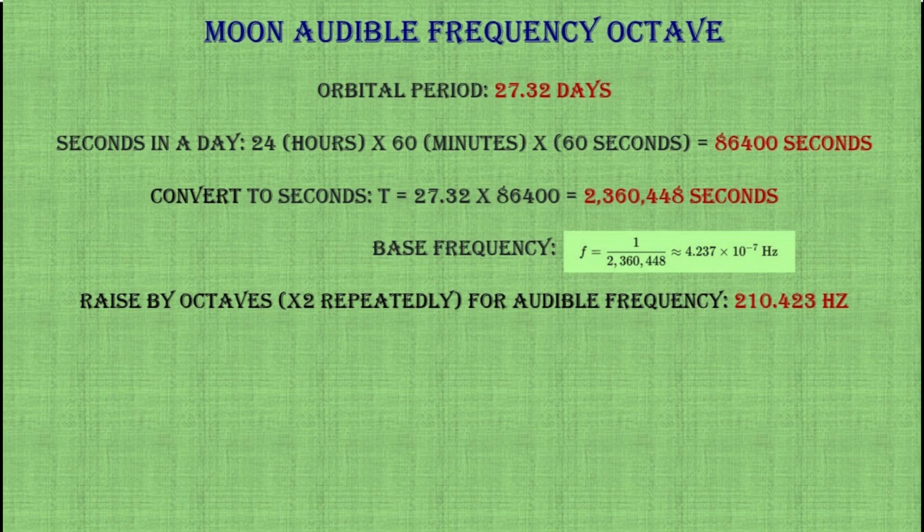Let's take another example, the Moon, whose orbital period is 27.32 days, which is converted to seconds, and then the base frequency is obtained, which is raised by octaves, multiplying by 2 repeatedly, which gives the audible frequency for the Moon as 210.423 Hertz.